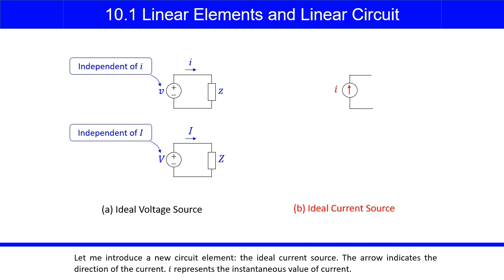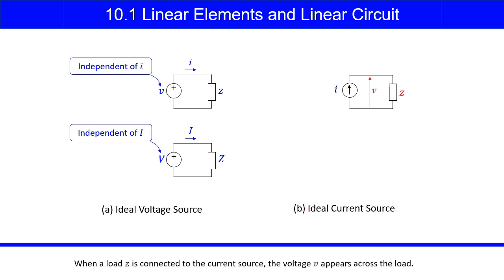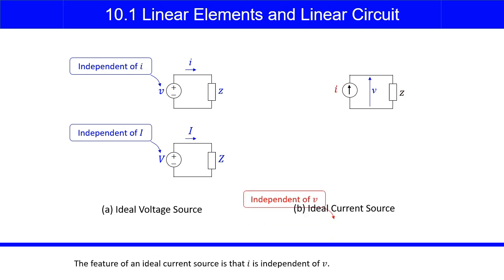Let me introduce a new circuit element, the ideal current source. The arrow indicates the direction of the current. The lowercase i represents the instantaneous value of current. When a load Z is connected to the current source, the voltage V appears across the load. The feature of an ideal current source is that I is independent of V.